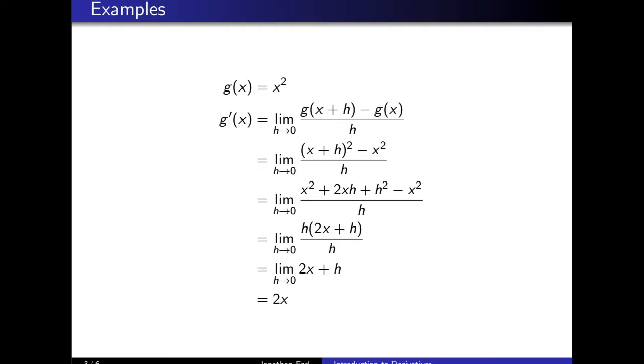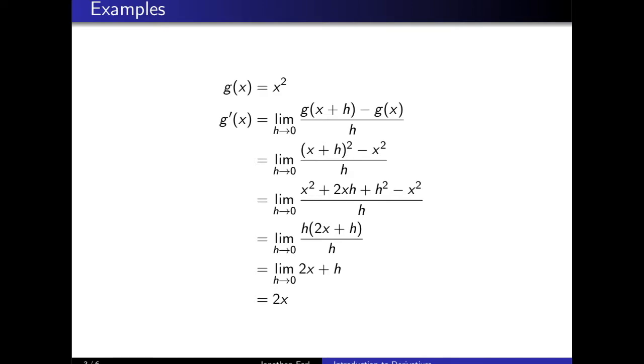Okay, so our next example. So we did g of x equals x. Now let's do g of x equals x squared. Well, so we take our limit as h goes to 0 of g of x plus h minus g of x all over h. And we get the limit as h goes to 0 of x plus h all squared minus x squared all divided by h.